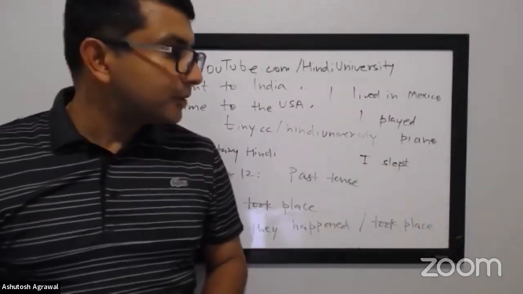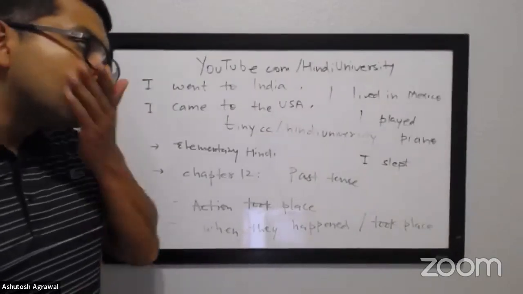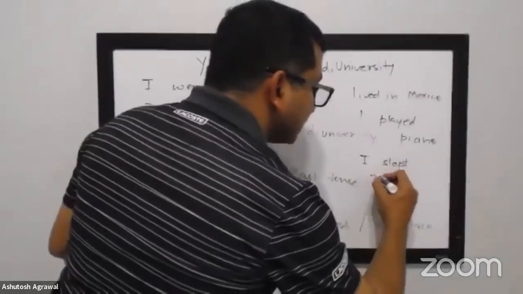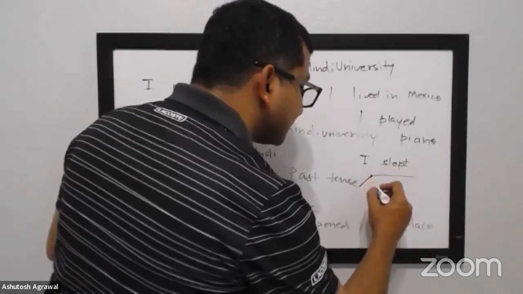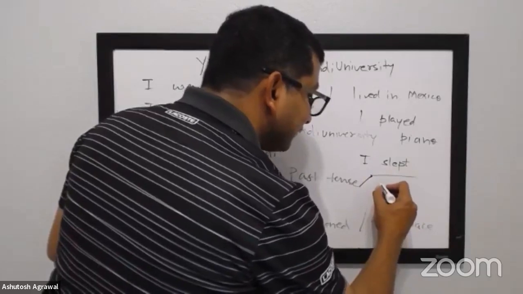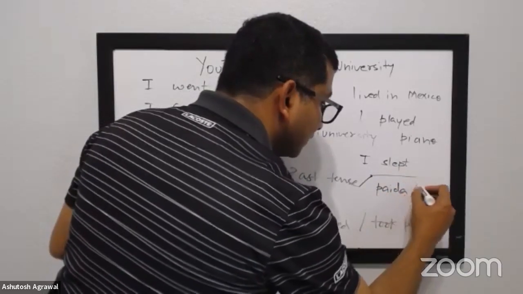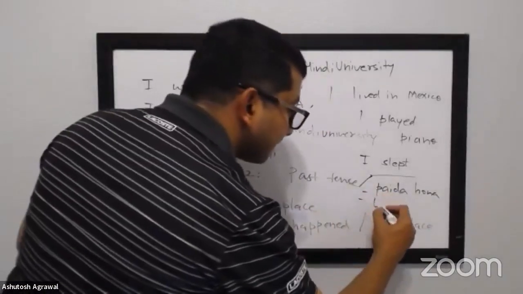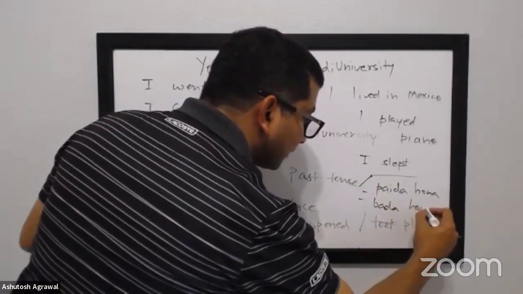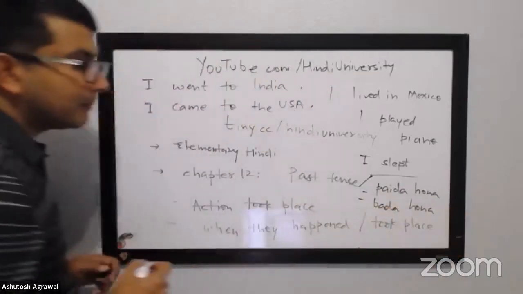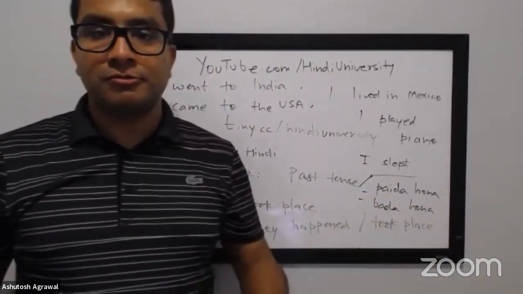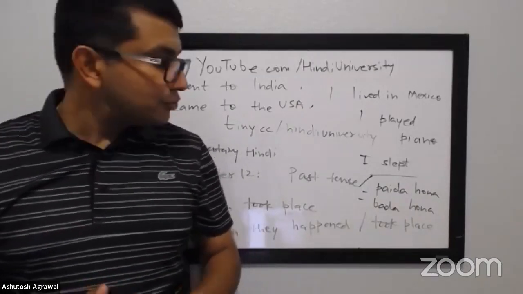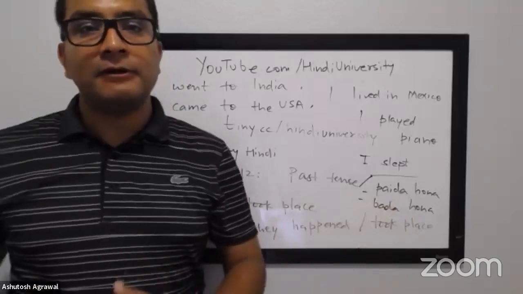Initially it will be some brush up, as I said, because some of you may be new. After that, the main thing that Delacy covers in the first part of this chapter is the new word, which is called paida hona, to be born. Okay, paida hona or bada hona. पैदा होना and बड़ा होना. पैदा होना to be born, बड़ा होना to become big or to be raised. Okay.